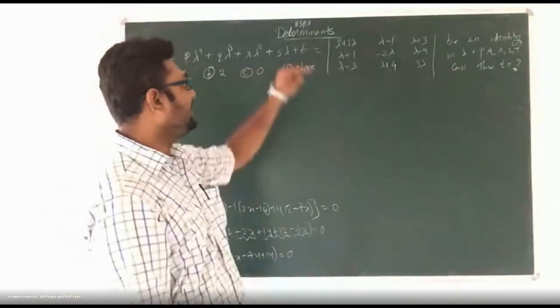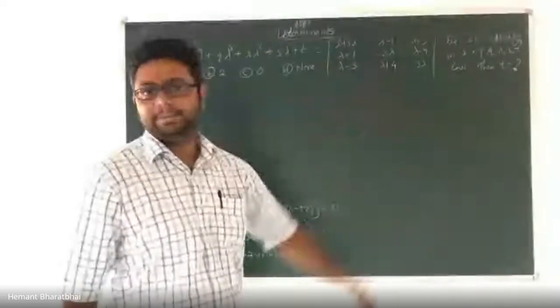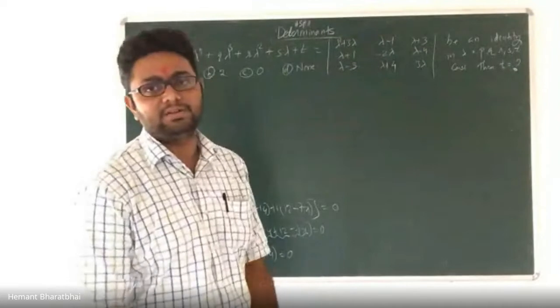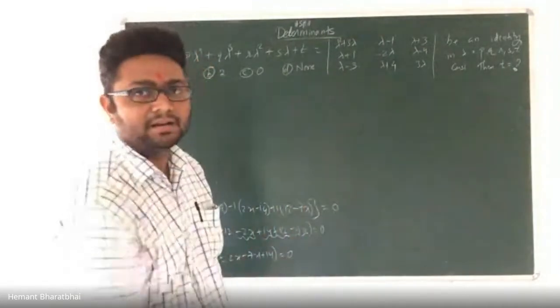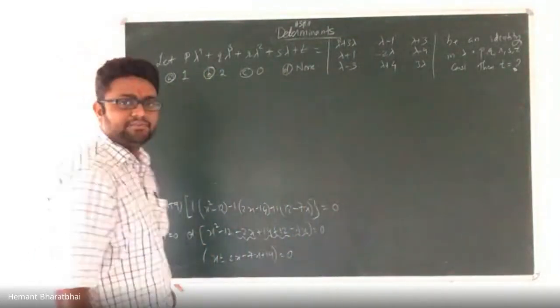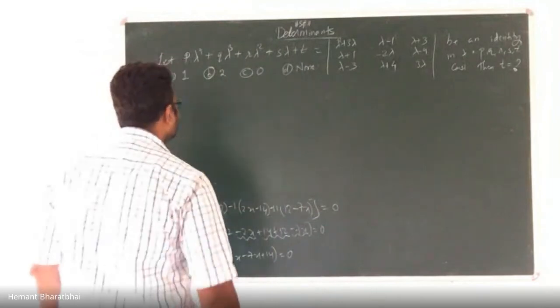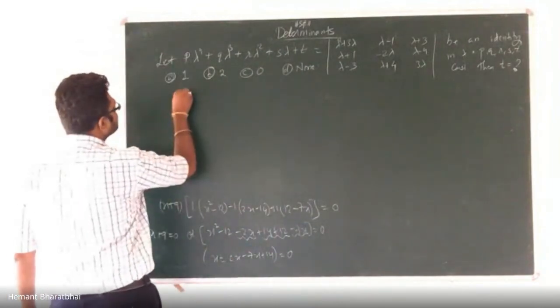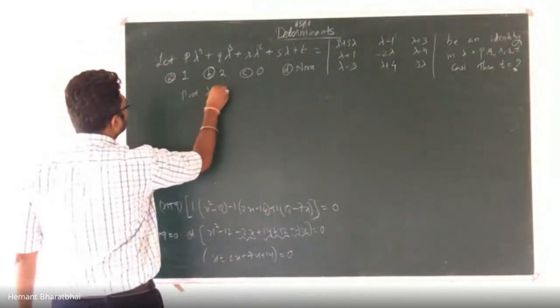Why? Because he is saying that it is an identity. So any values within the given domain can be taken. And therefore, to just make my life easy, I am going to take the value of lambda as 0. So put lambda is equal to 0.